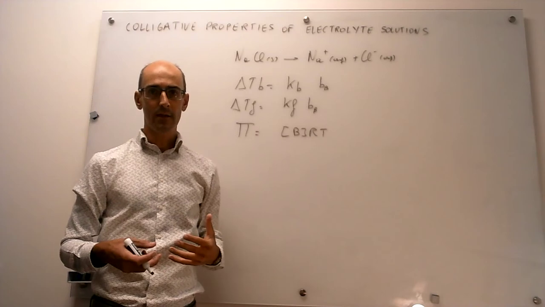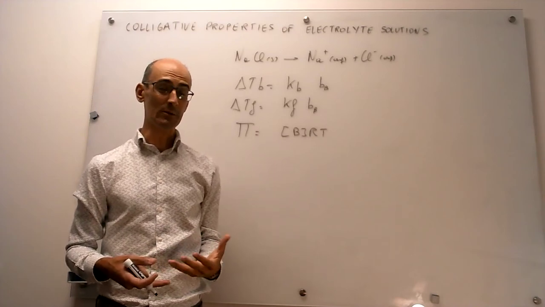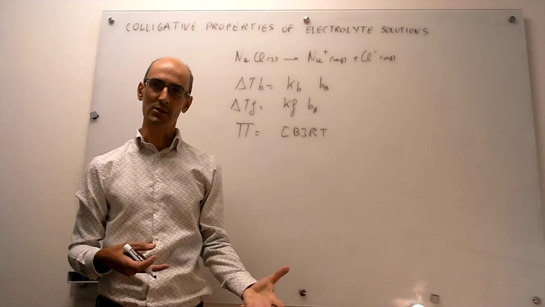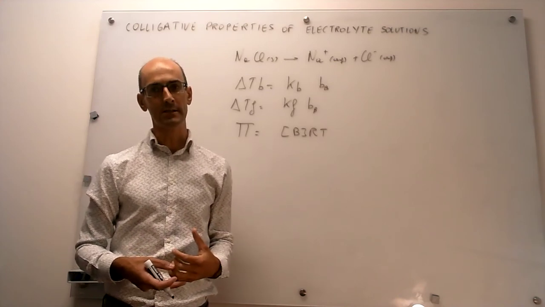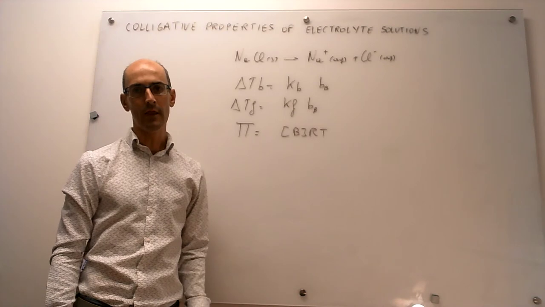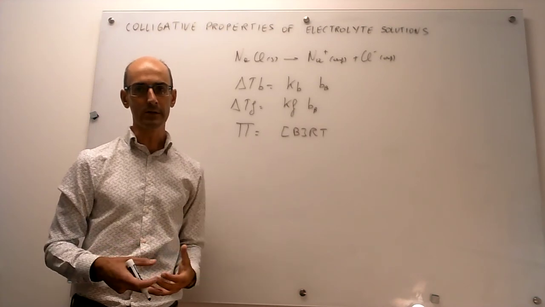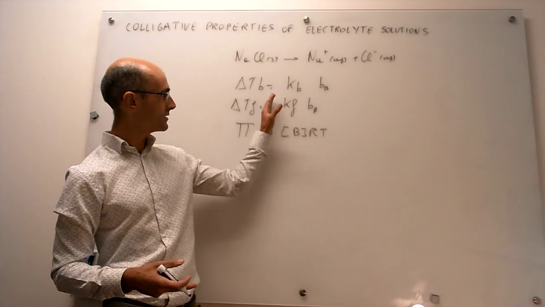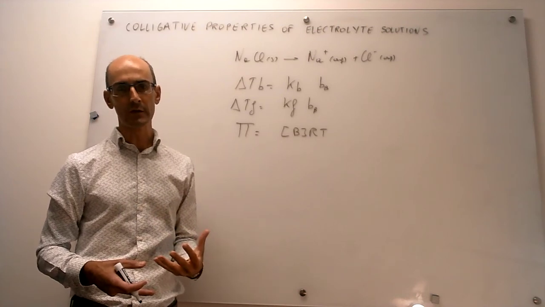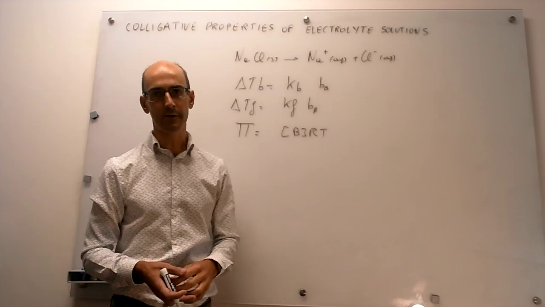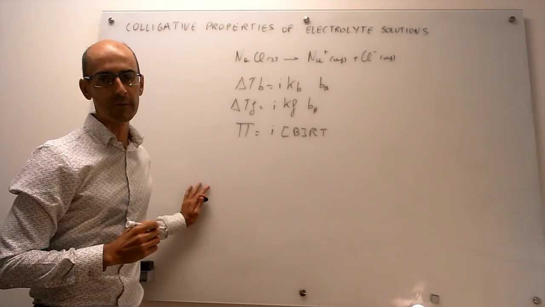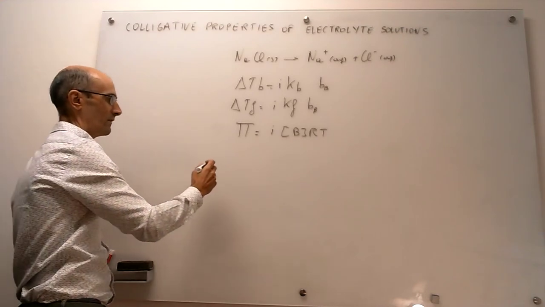So effectively, you have twice as many particles in solution for this type of salt than you would for a non-electrolyte. The presence of that increased number of particles will affect the colligative properties, because colligative properties depend on how many species you have in solution, not on the type of species. So how do we modify these expressions to incorporate that ability of electrolytes to generate more particles? We modify those expressions by multiplying them by a factor that takes into consideration that increased presence of particles in solution. That factor is simply the letter i, which is called the Van 't Hoff factor.